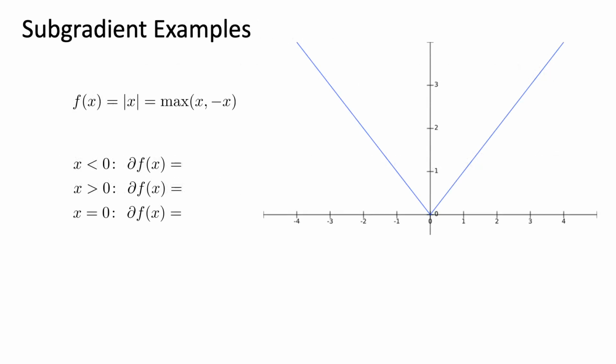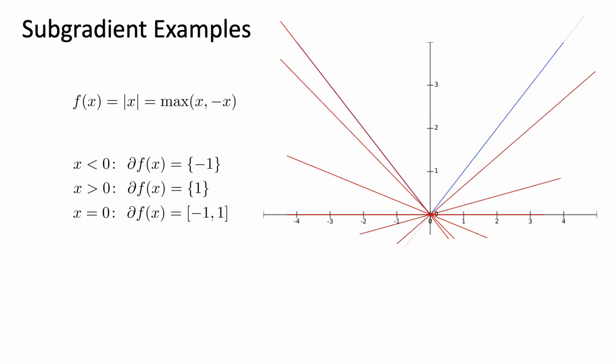Let's look at an example, the absolute value function, which we can write as the max of two functions, x and negative x. When x is strictly positive or strictly negative, the function is differentiable, so the subderivative is a set containing only the derivative. But the point x equals 0 is a point of non-differentiability. In this case, we can see by inspection that any line that contains the point 0, 0 and has slope between -1 and 1 is a subderivative.